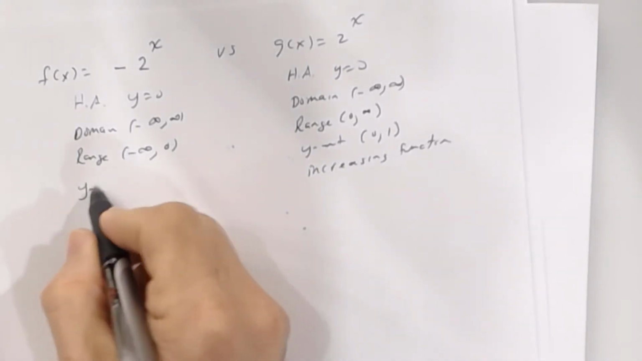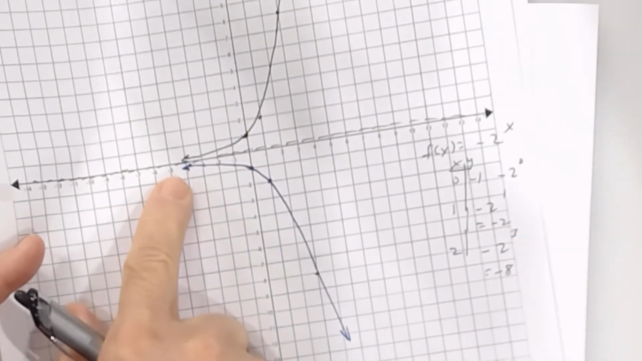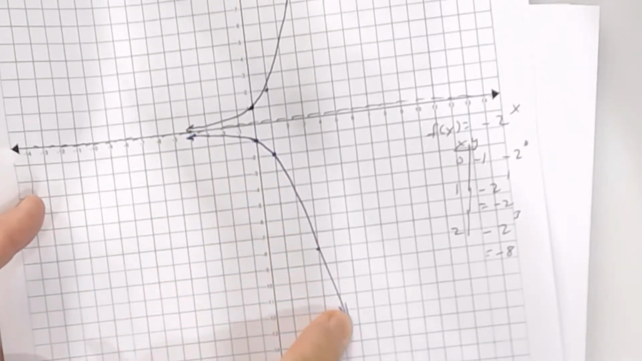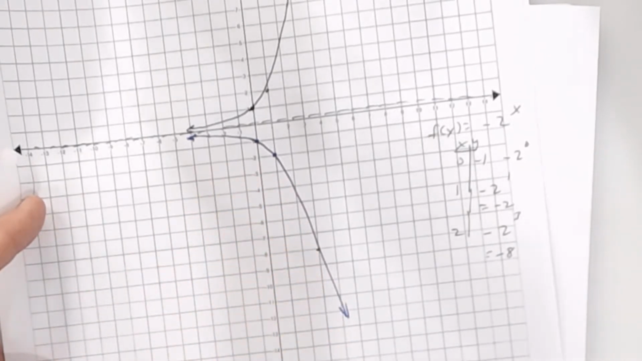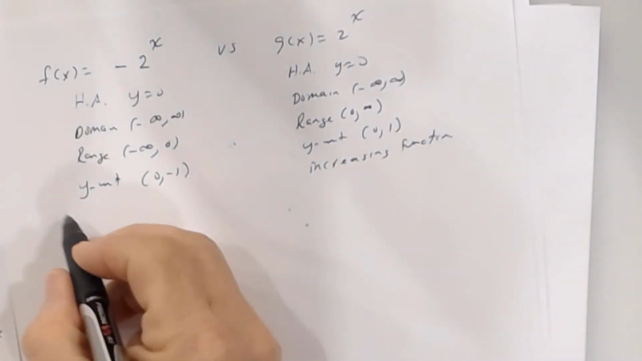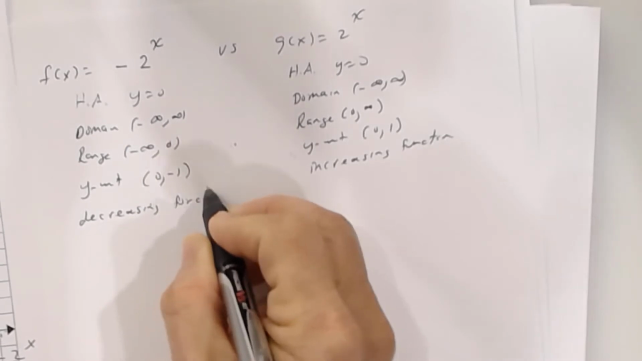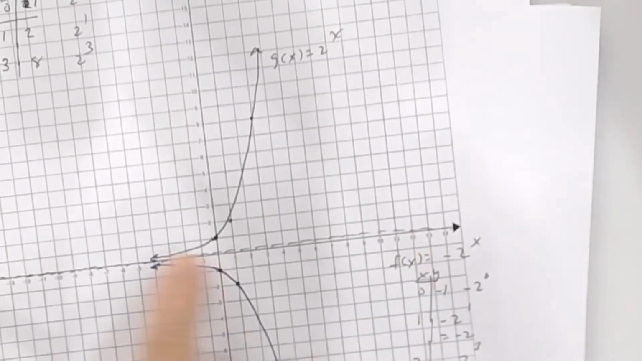Okay? What is the y-intercept? 0, negative 1. And is this an increasing or decreasing function? Decreasing. Notice it's decreasing rapidly. See, my y values are getting smaller and smaller and smaller quickly. It's decreasing rapidly. So it's a decreasing function. So notice, if that negative wasn't there, it would be increasing. The fact the negative is there is going to make it decreasing.